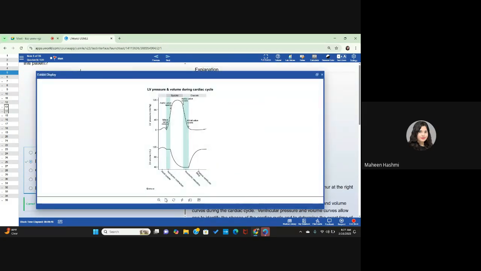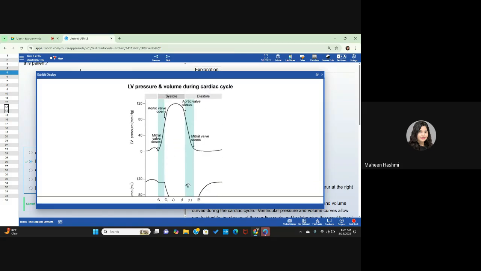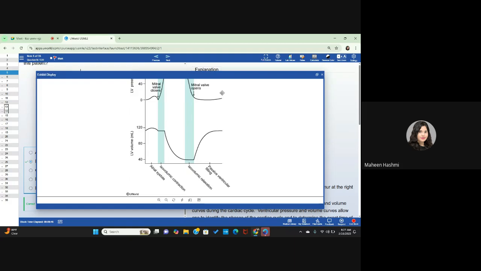If you see this over here, I told you guys that this graph is really important. Any sort of physiology graph is really, really high yield in terms of cardiology physiology. So over here, mitral valve closes, aortic valve opens, aortic valve closes, mitral valve opens. During this phase, there's atrial systole happening. And during this phase, you have isovolumetric contraction, relaxation, and then passive ventricular filling.